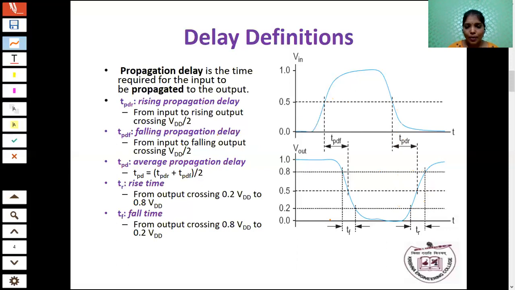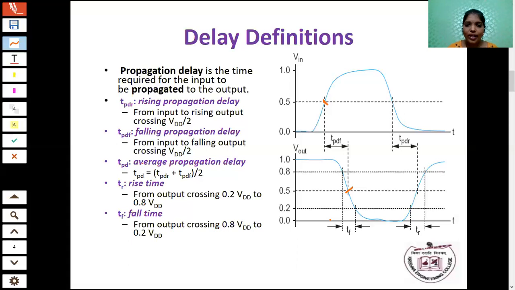The next one is the falling propagation delay. Falling means maximum to minimum; the output is falling here. So you consider the input crossing 50% here, and the corresponding output, in the falling region, crossing 50%. The time between these two points is called the falling propagation delay. That is from the input to the falling output; you are considering the falling edges of the output.